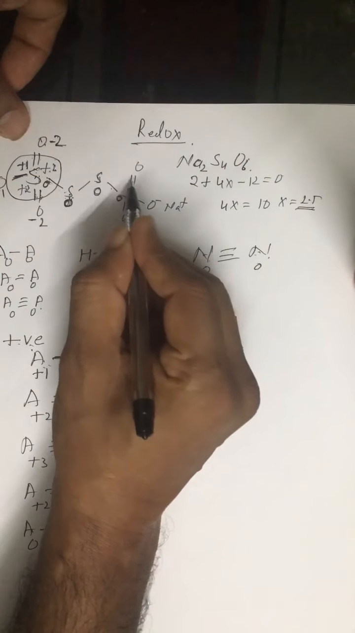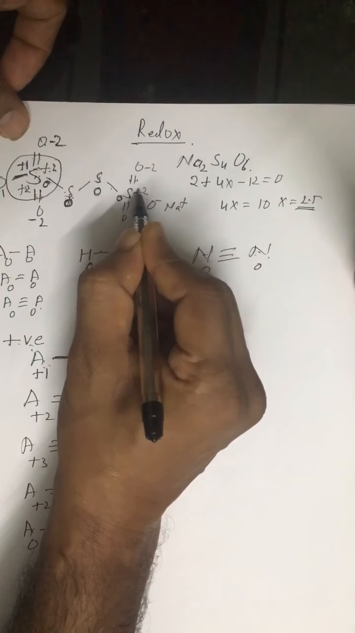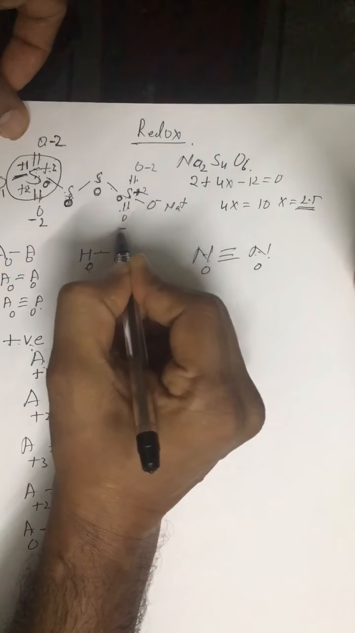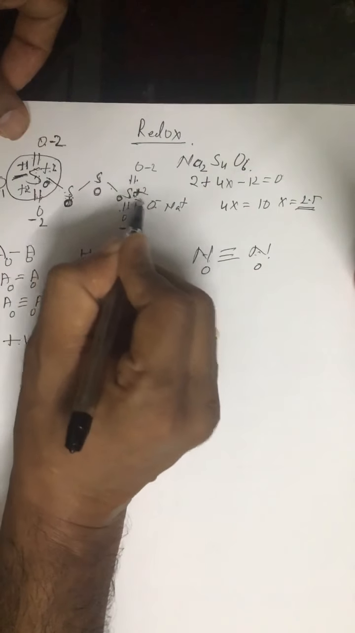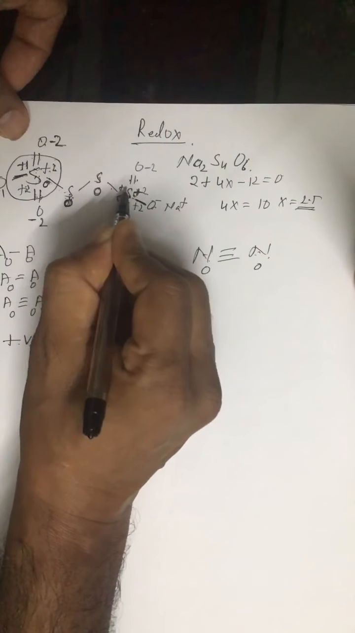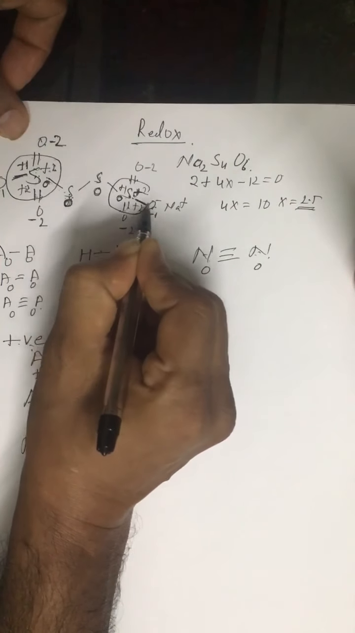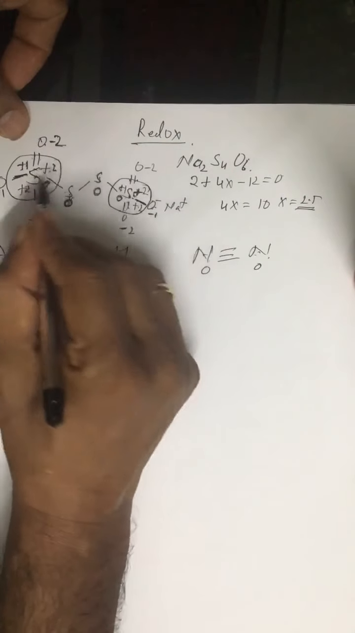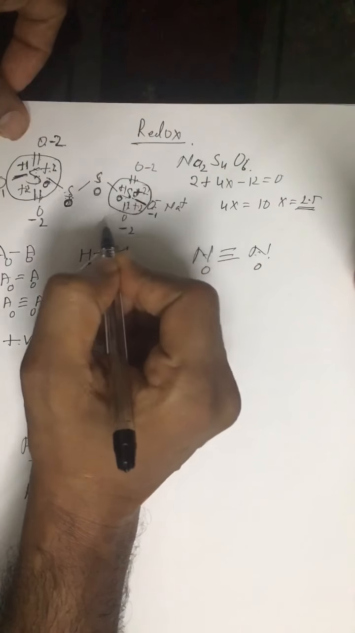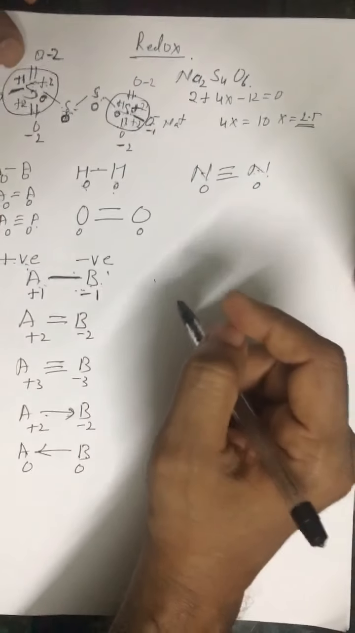Similarly, for this sulfur, look at these two bonds. Due to these two bonds, oxygen is given -2, sulfur is given +2. Due to these two bonds, oxygen is given -2, sulfur is given +2. Due to this single bond, sulfur is given +1 and oxygen is given -1. So for this sulfur again, 4 + 1 is 5. So 2 sulfurs show +5 oxidation state, and 2 sulfurs show 0 oxidation state.